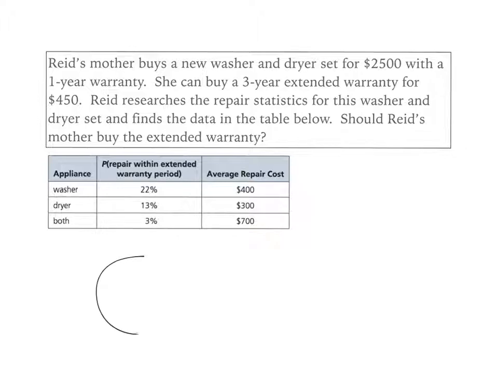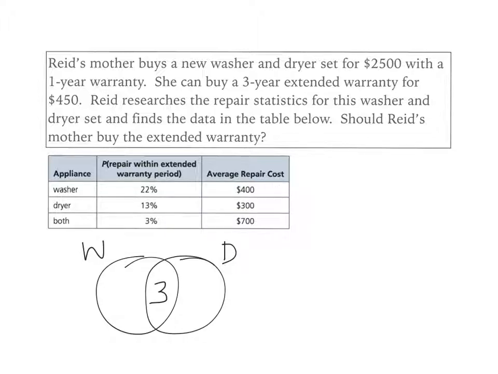So the situation we have here is we have our washer and we have our dryer. And they give us these statistics. So they say there's a 22% chance that the washer is going to break, and a 13% chance that the dryer is going to break, and a 3% chance that they're both going to break. Okay, now this is obviously not mutually exclusive, because if it were mutually exclusive, then there would be no time where both of them could break. But obviously they both can. So the 3 here goes in the middle.